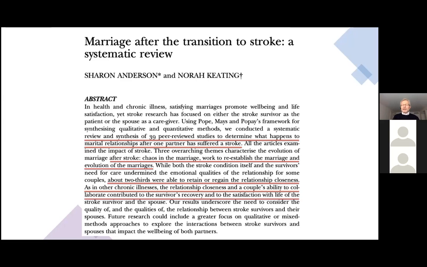What they found overall is about two thirds were able to retain and regain relationship closeness. But that means one third don't. It's a very difficult time in people's lives. Some of this has been written about at the moment regarding the pandemic and its effect on relationships. As with other chronic illnesses, as this paper says, relationship closeness and a couple's ability to collaborate contributed to the survivor's recovery and satisfaction with life, of the stroke survivor and spouse.